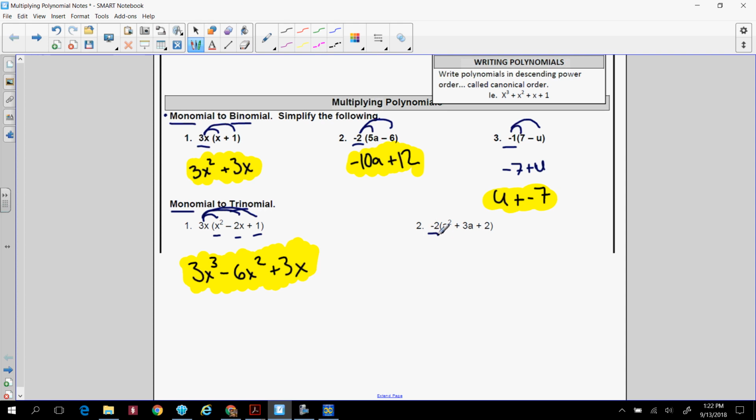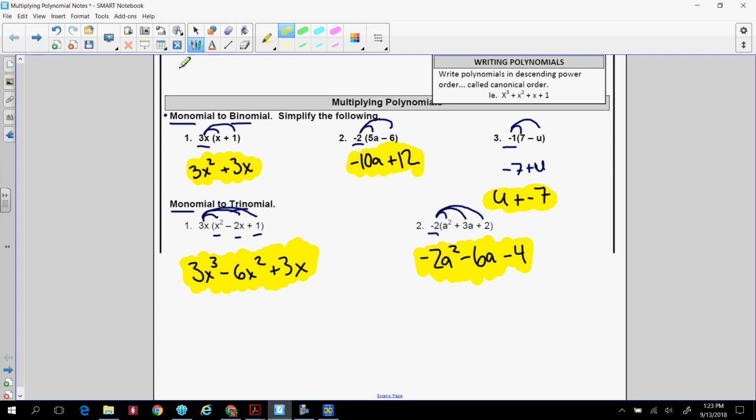Last question of the evening. Negative 2 gets multiplied to all three terms inside of our parentheses. So negative 2a squared. Negative 2 times 3a is negative 6a. Negative 2 times 2 is negative 4. One more time, check. Are there any like terms? There are not. Final answer.